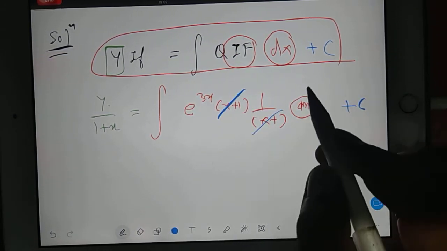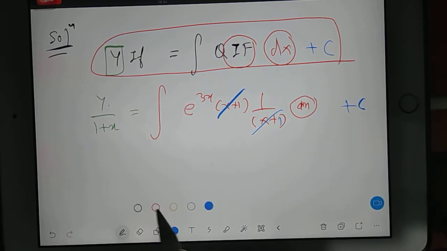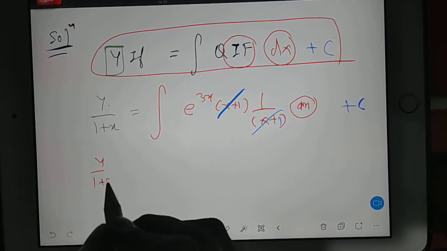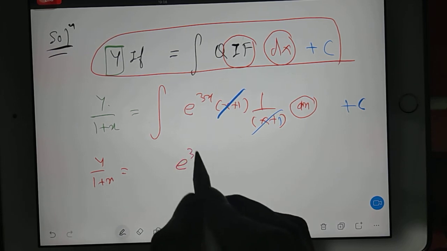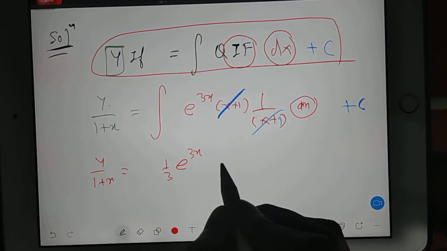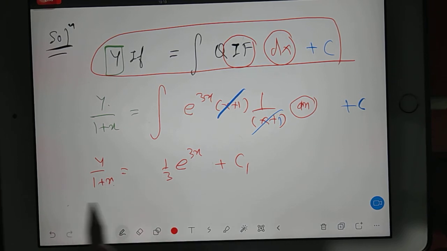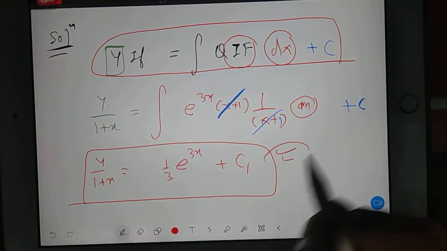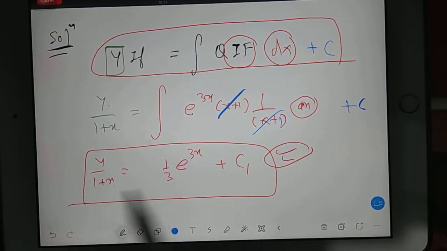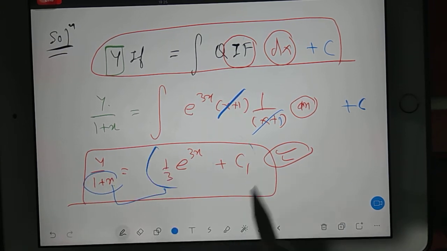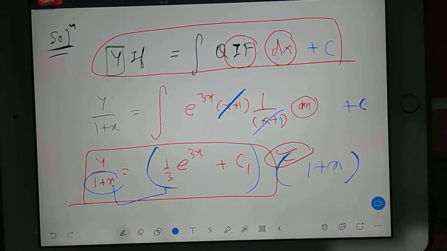And this x plus 1 will get cancelled, and we'll be getting y times (1 plus x) is equal to e power 3x divided by 3, and any constant. You can change the constant here, c1, or any other constant. After that, you can leave your answer here itself, or you can match in your GATE exam what kind of answer is given. Maybe they are sending this 1 plus x to this side.